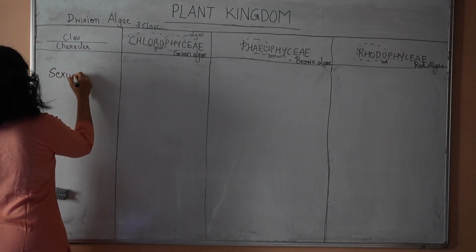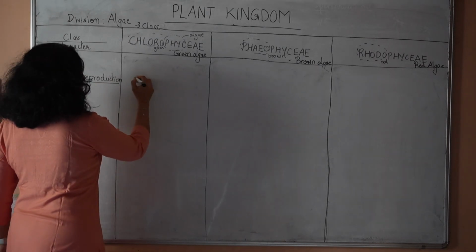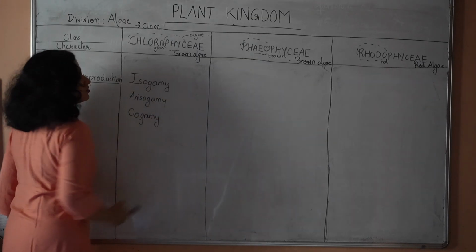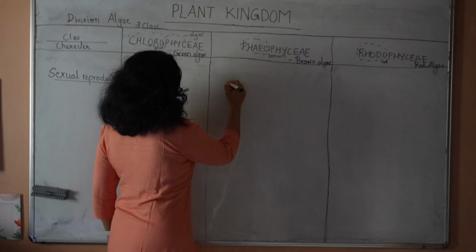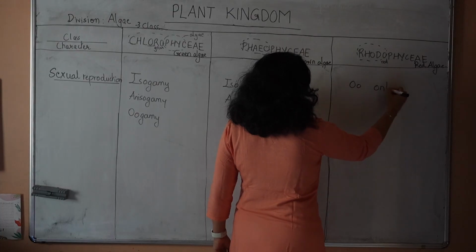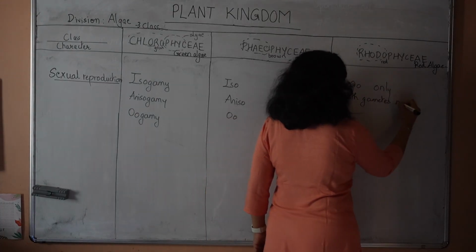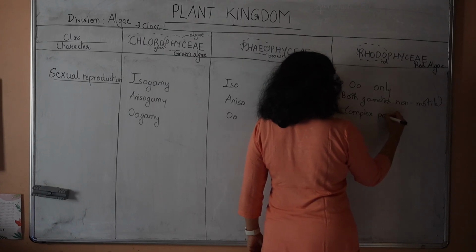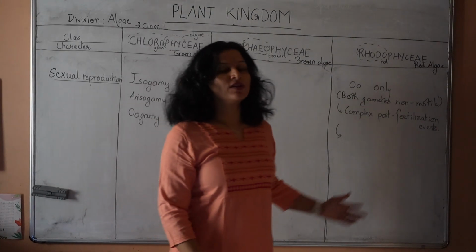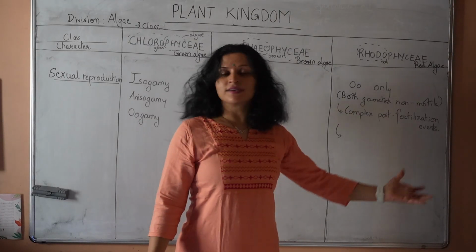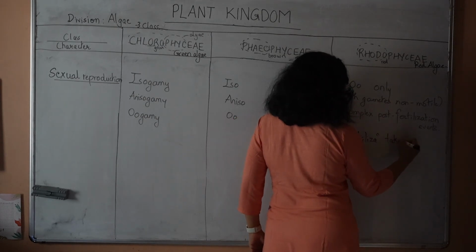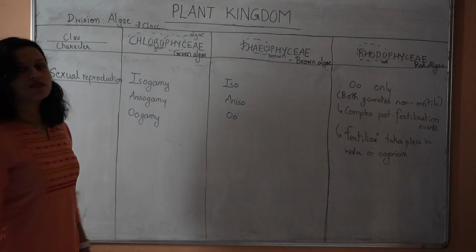Next we look at sexual reproduction. In case of Chlorophyceae, isogamy, anisogamy and oogamy, all three forms of reproduction are present. Phaeophyceae also have iso, aniso and oo, and in case of Rhodophyceae, oogamy only. Both gametes are non-motile. There is a complex post-fertilization event and a quite complex life cycle. Everything is very complex about red algae. Maybe that's why they could not evolve into higher plants. Who knows? The fertilization takes place in water or in the oogonium. That was about sexual reproduction.